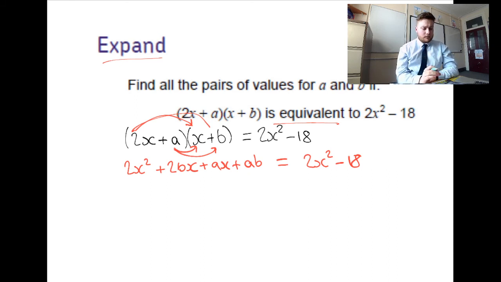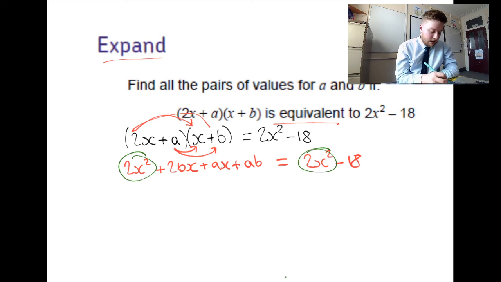Next, what we need to do is start to cancel things out. We need to collect together like terms, and we need to try and solve this equation. To do that, we need to look at the 2x²s. Both sides of the equation have 2x² there, so we can subtract 2x² from both sides. In effect, that's like cancelling those 2x²s.